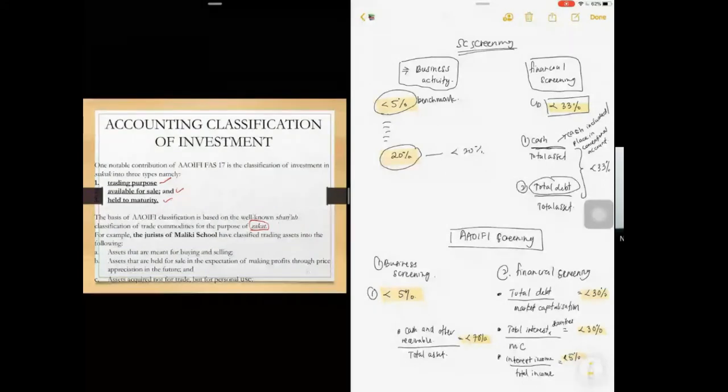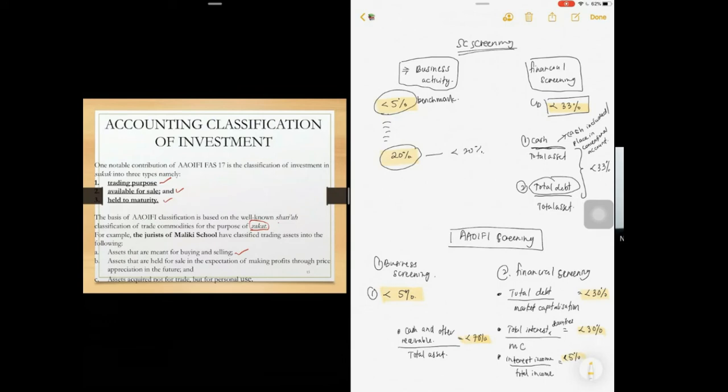Tapi juga juris of Maliki School dia classified this trading asset ni into the following. So kalau untuk trading purposes tu, maksudnya the asset tu are meant for buying and selling. Kalau dia kata available for sales, maksudnya the asset that are held for sales in the expectation of making profit through price appreciation in the future.